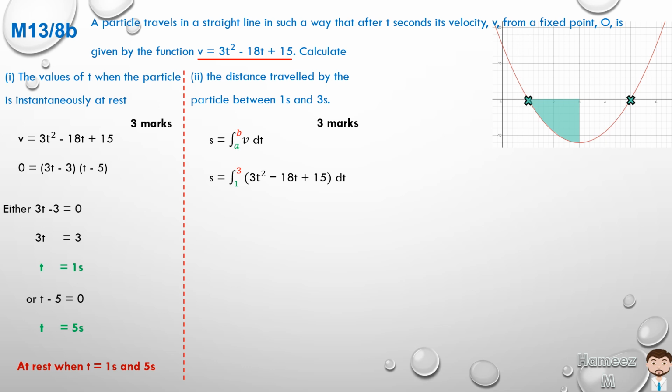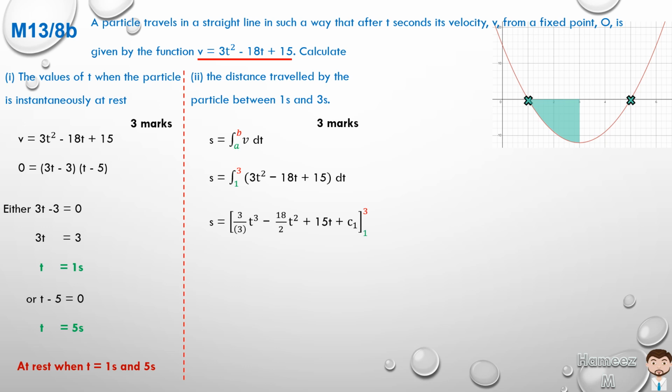We have a definite integral. So when we integrate 3t squared, that will give us 3t cubed over 3, and of course the 3's will cancel, minus 18t squared over 2 plus 15t plus c1, the constant of integration. Some people will leave it out because it will cancel off in the end.